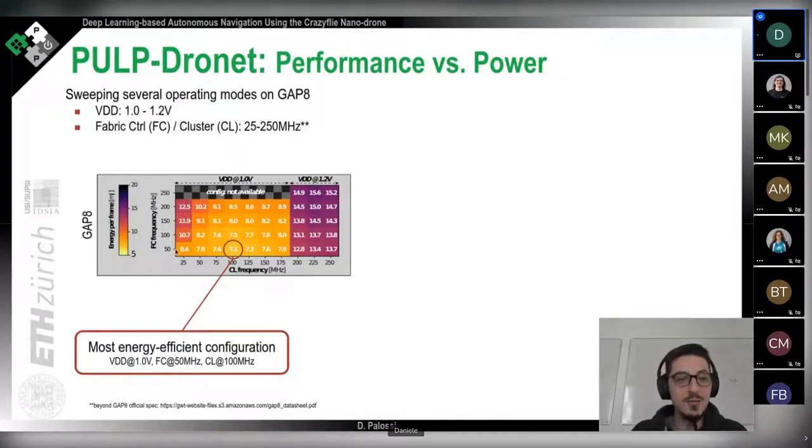So if we have a very low frequency configuration for the fabric controller, it also means the DMA will operate at lower frequency. That might not be as good to keep the cluster always fed with abundant data. And therefore, you hit some idleness cycles, and then you get a less efficient configuration. But in this case, we explored the various configurations, and we got this very efficient point.